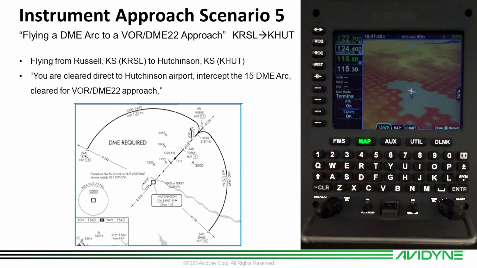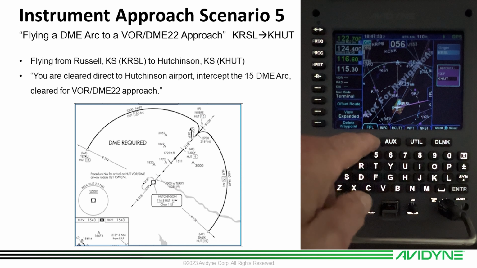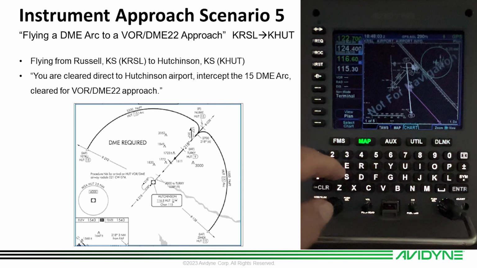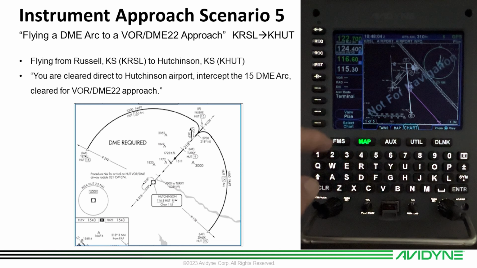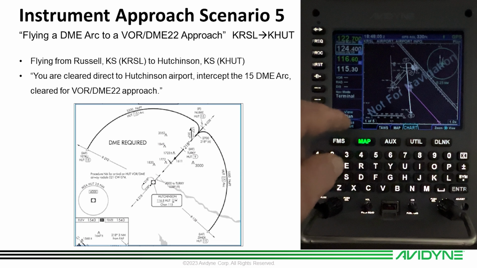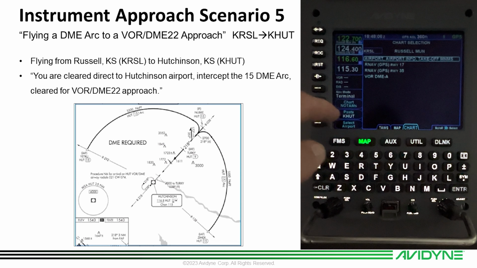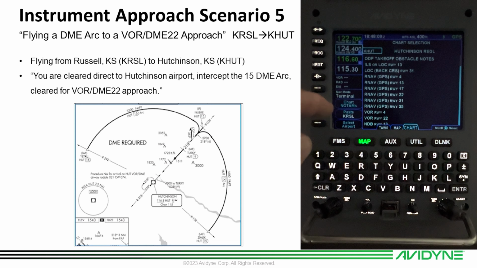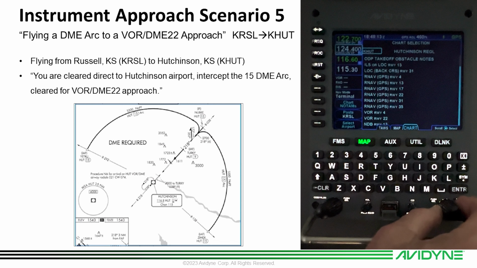Let's go ahead and load the approach chart for the VOR DME 22 on the Atlas. We go to the map page and the chart tab, hit the line select key 1 to select chart, then using LSK2, we can paste KHUT, which is automatically nominated since it's our destination, which gives us a full list of all the charts and airport diagrams available for KHUT.